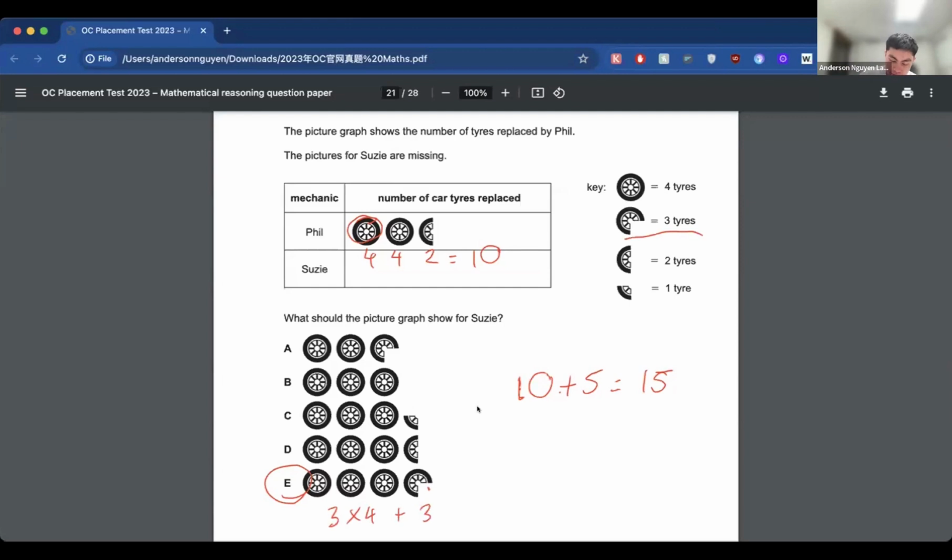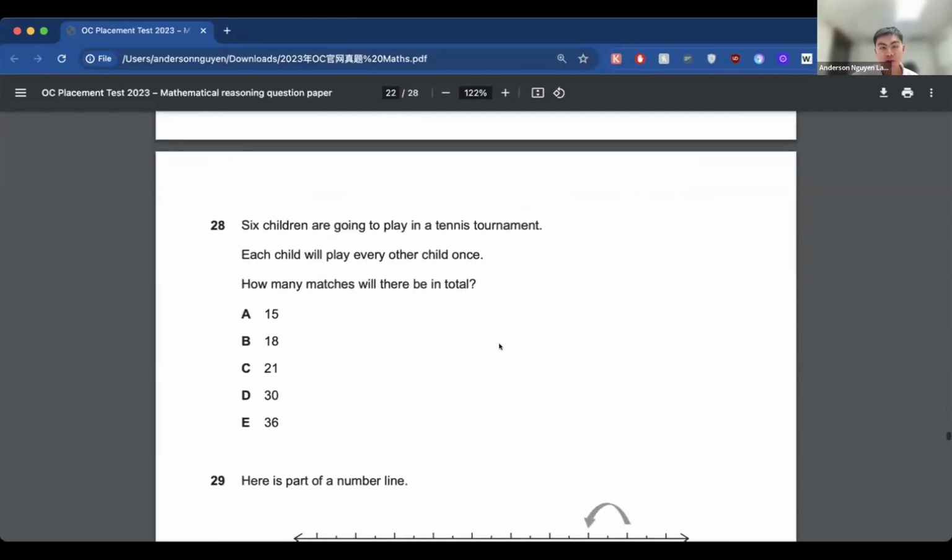So that adds up to 15. Okay. For question 28, now these are the combinations questions. Now you've got 6 kids, A, B, C, D, E and F. Now all of them need to play a game with another student, right? Now if I start off with A, how many people does A have to pick? 1, 2, 3, 4, 5. A has 5 people to pick from, and A has played with each of them once.